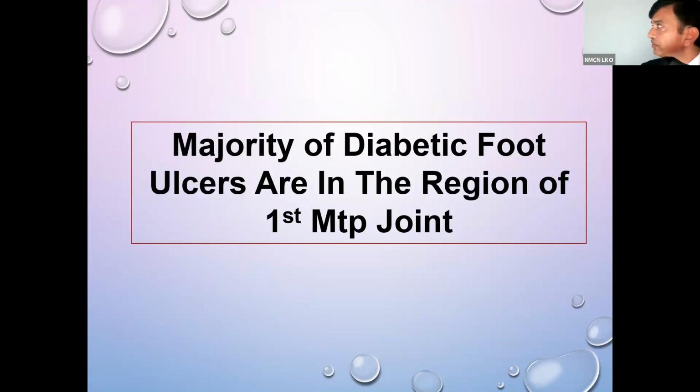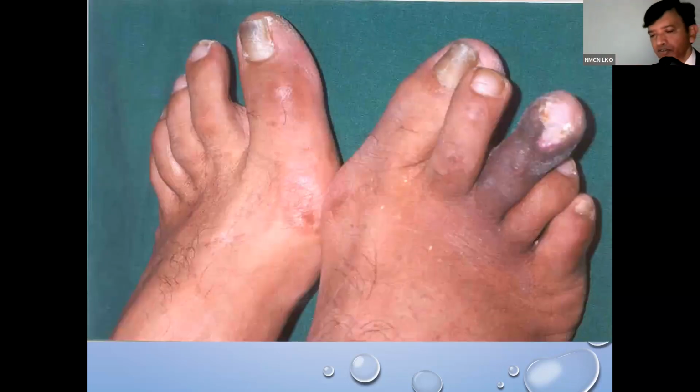So the majority of the pressure ulcers are at the first metatarsal joints, because once there is a flattening of the foot or during walking, the pressure over this first metatarsal joint is high and it leads to a pressure ulcer. And there are lots of deformities in diabetic foot patients, which cause uneven pressure over these areas.